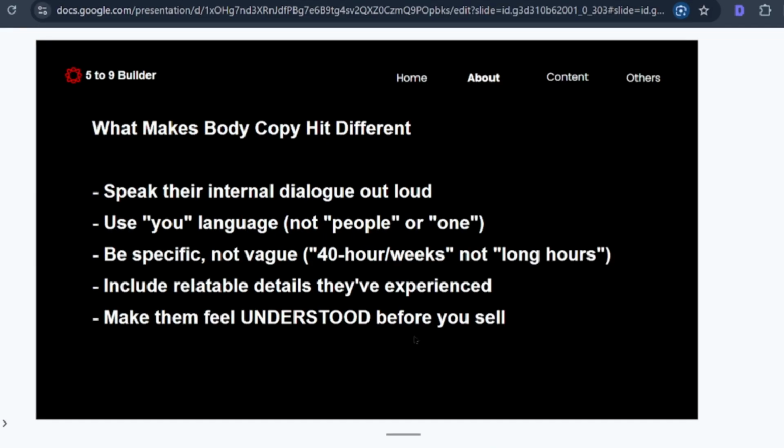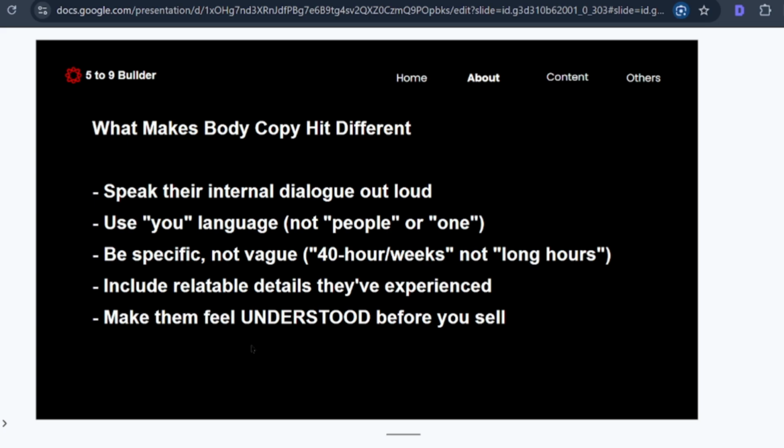Now, what makes a body copy hit different? I mean, what makes people love reading your content when you put it out there? Okay, so you have to speak their internal dialogue out loud. What people are thinking within their heads is what you have to write about. Because when somebody feels like this person is talking directly about what is in my head, that is when they relate to what your content is all about, and they feel like connecting with you.